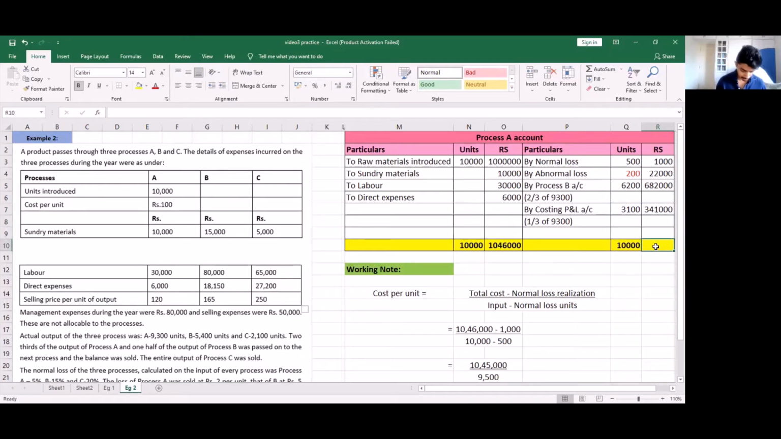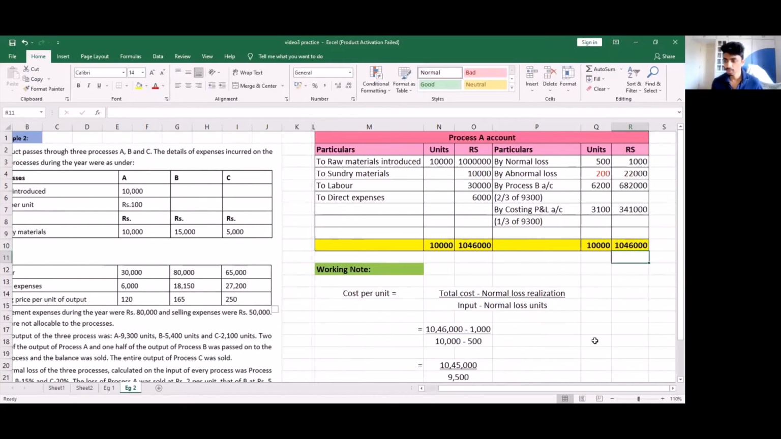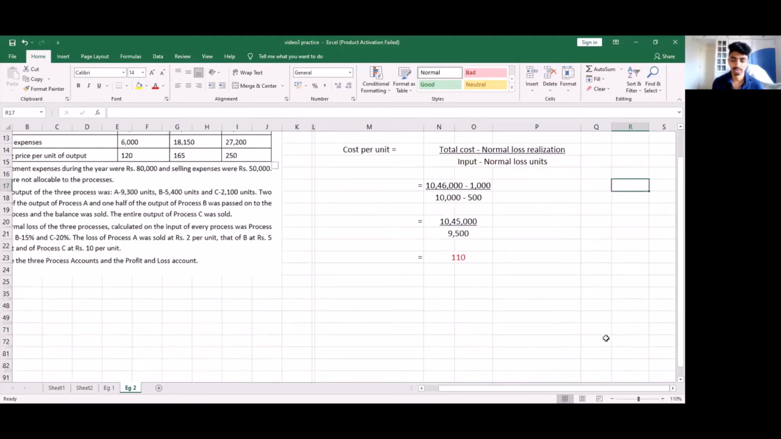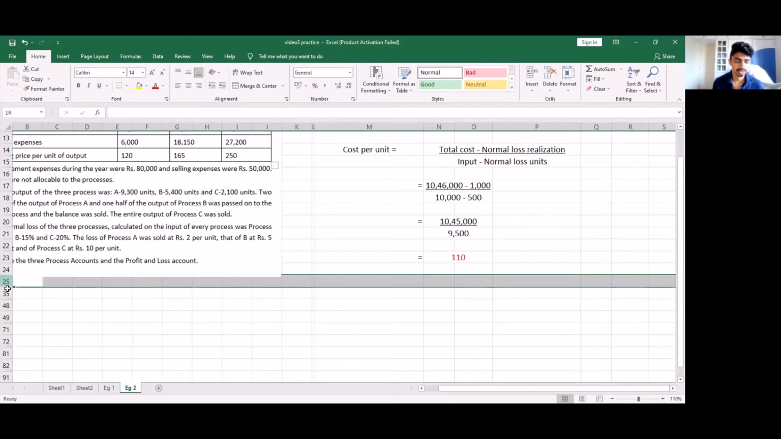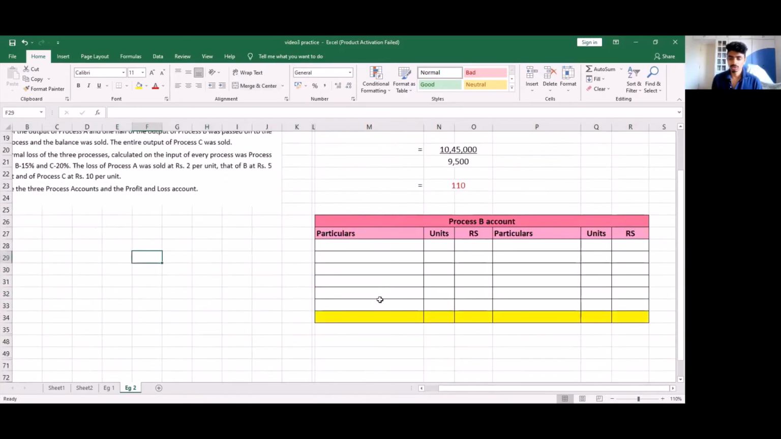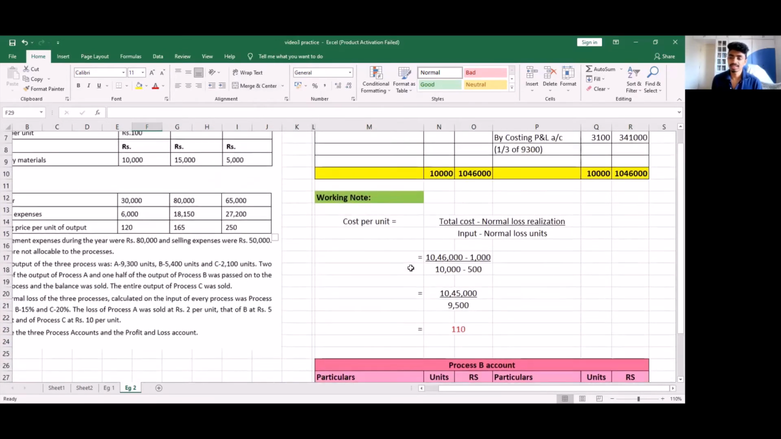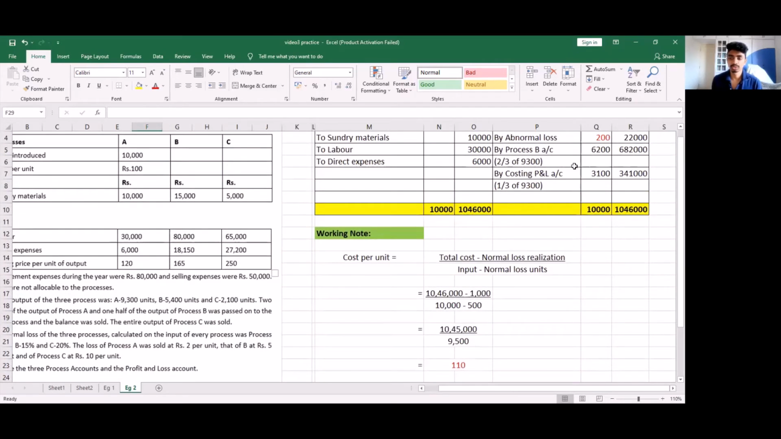Let's sum the credit side to see if this account tallies. On summing the credit side, we have got a sum of 10 lakhs 46,000, which is the same as the debit side. So this account is tallied and we can move on to the next process account. So this is going to be our process B account. To our process B account, we will transfer only what is being transferred to the next process, which is 6,200 units and not what is being sold. What is being sold will be transferred to the costing profit and loss account.